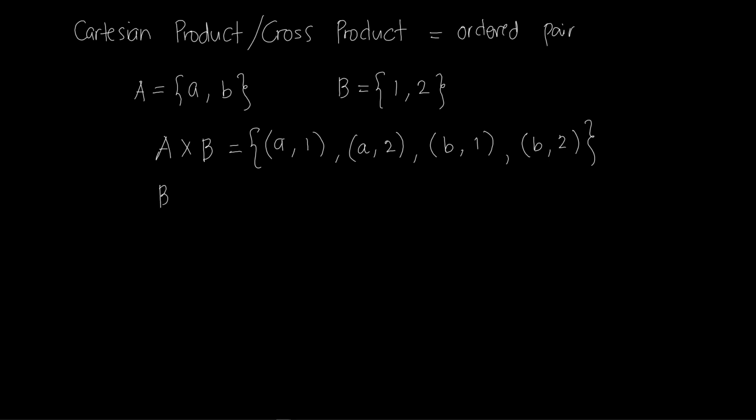Okay, now give me the Cartesian product of B and A. Now, dictate it. 1 and a, sir. Okay, very good. Next. 1 and b. Okay, next we have 2 and a. Next is 2 and b. Okay, very nice. It's that easy. So that is the cross product.